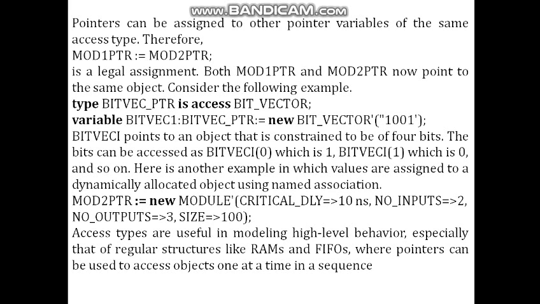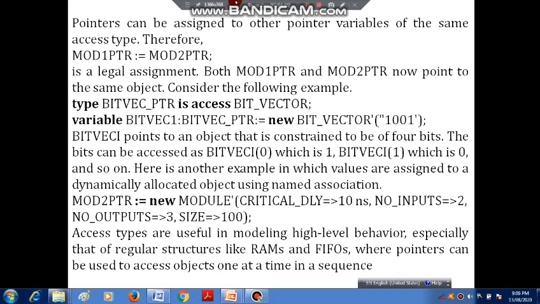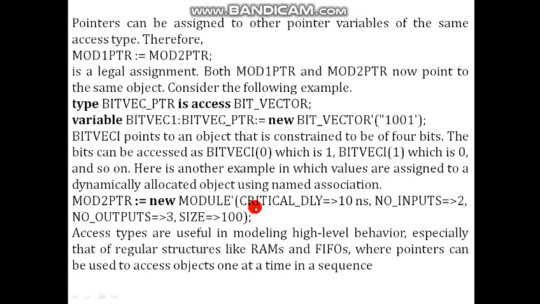Here is another example in which values are assigned to a dynamically allocated object using named association. Mod2_ptr := new module (critical_dly => 10 ns, numbers_input => 2, numbers_output => 3, size => 100).